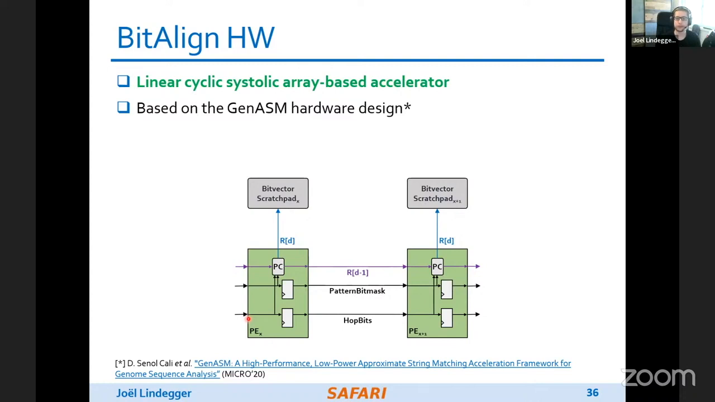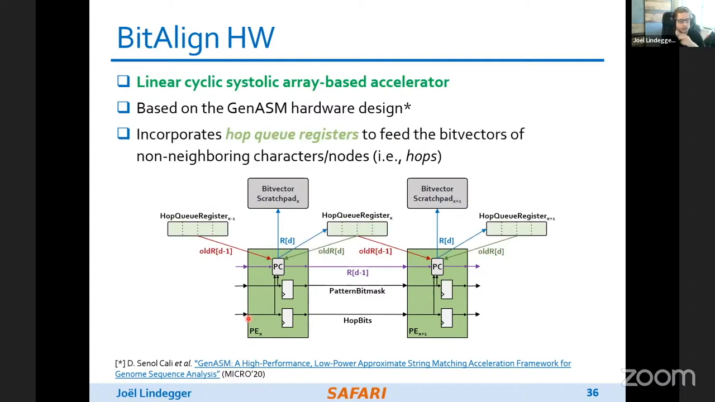This works for sequence-to-sequence alignment, but in sequence-to-graph alignment, recall the table that I showed earlier, you have to handle these indirect hops in the graph, right? So indirect edges from non-neighbor nodes. How do you handle this? Well, you need these hop queue registers. Essentially, you keep storing whatever your left neighbor computed a few cycles in the past. I think we considered up to 12 cycles in the past.